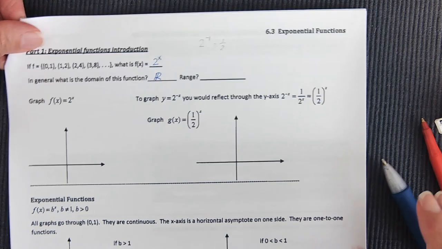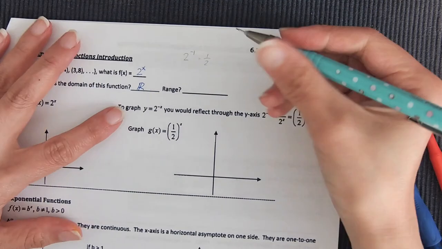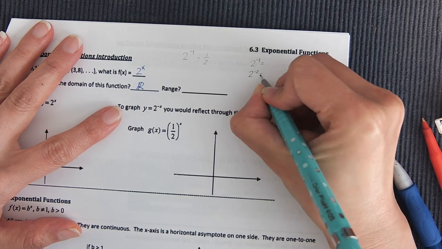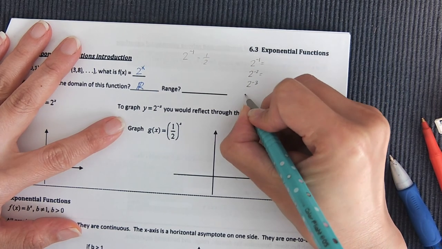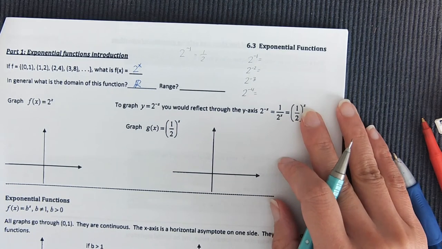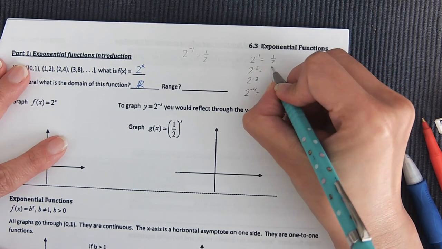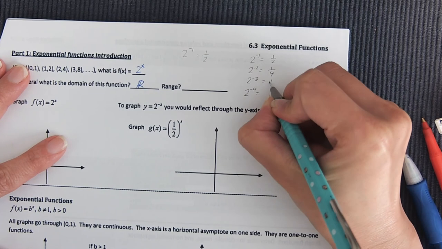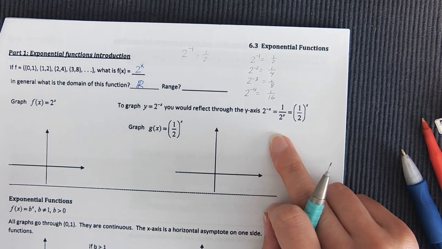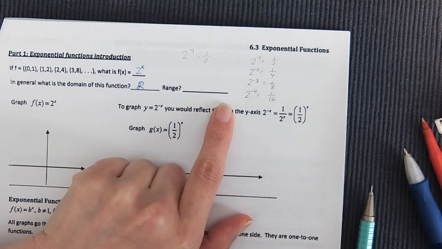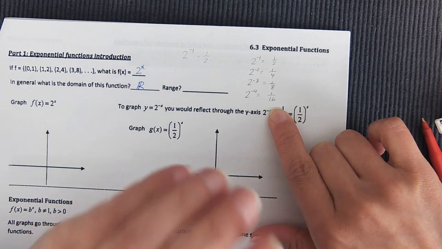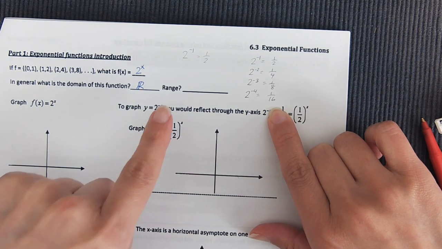Think about it this way: 2 to the negative 1 power, 2 to the negative 2 power, 2 to the negative 3 power. It comes out as a fraction. It's 1 over 2, 1 over 4, 1 over 8, 1 over 16. It's just fractions, never a negative number. It's just getting smaller and smaller. So what's the range?